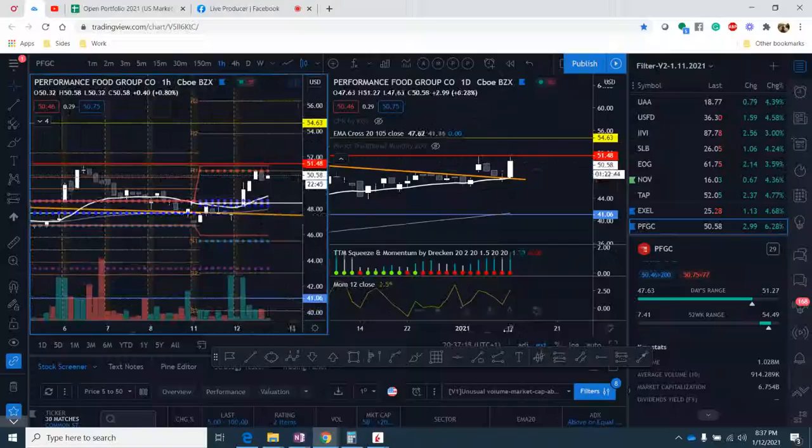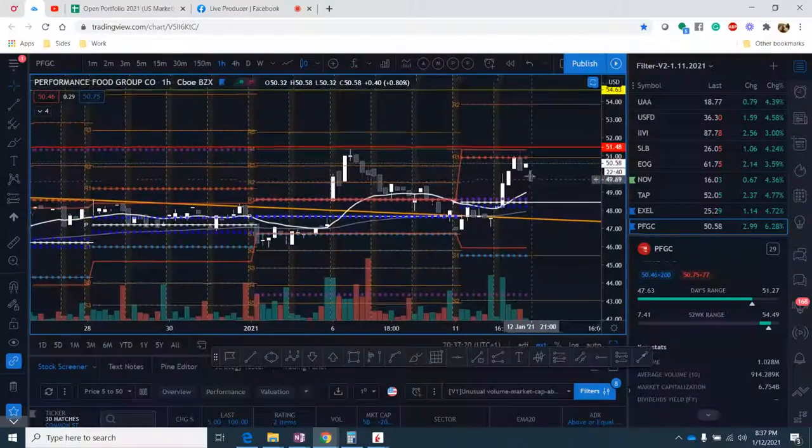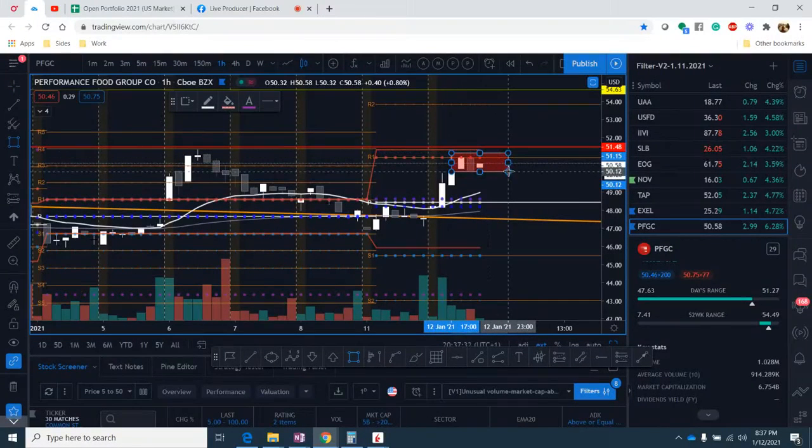So what we are looking at here is that we want to see that FGC is breaking above this R1, which is also this candle, the black candle here. So we want the price to break above that. Or we can also consider the pullback of the price towards the pivot.